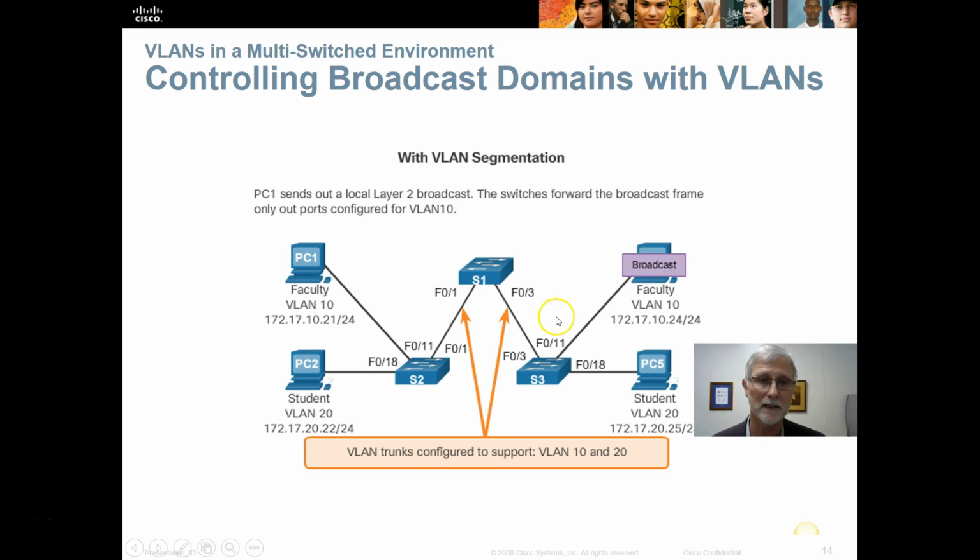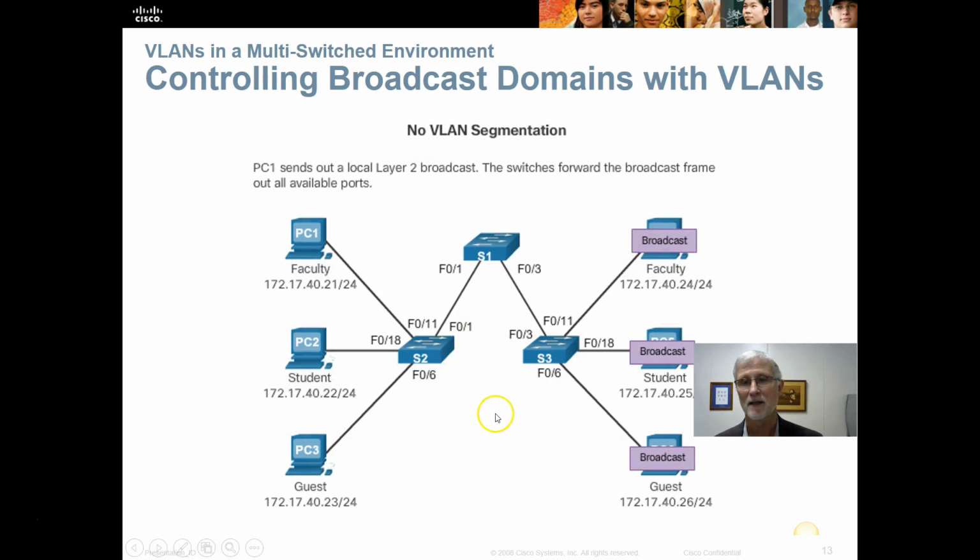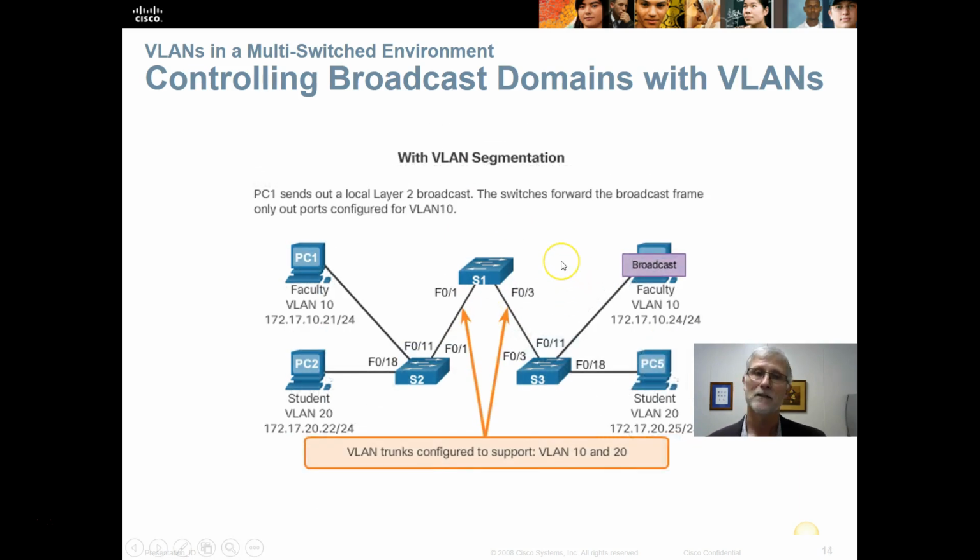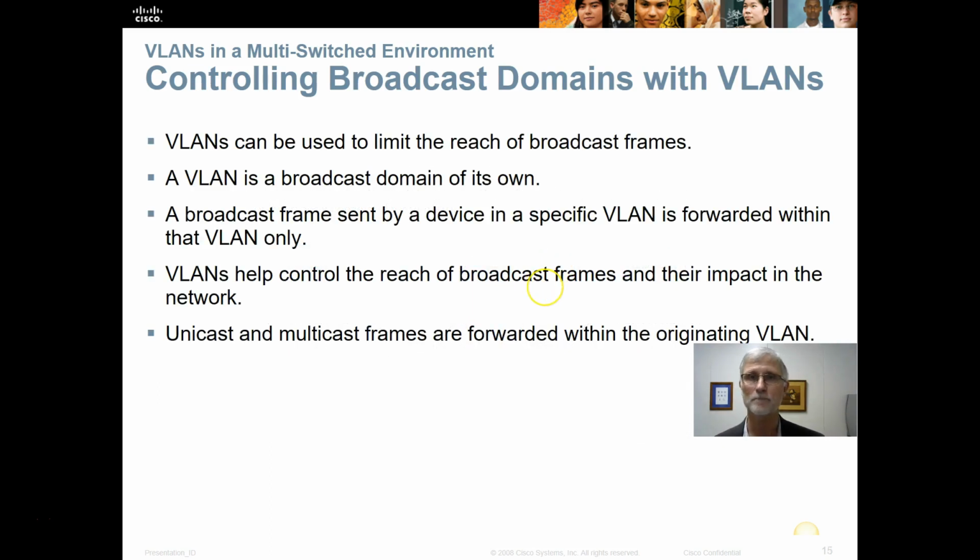So even though there are VLANs 20, and this one's only got 10 and 20, this means only the faculty PCs will receive the broadcast, but the student ones will not. Whereas in this case, I broadcast guests, students, faculty, they all go across and get routed out. So it allows me to start controlling these broadcast domains, which of course means what? There's less network traffic, a little better performance, so a good deal all around.